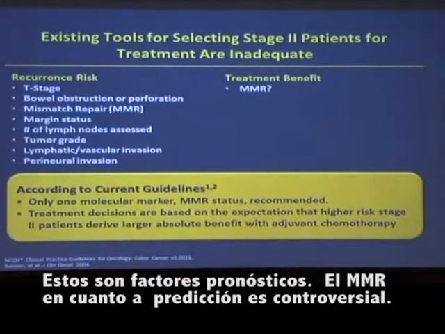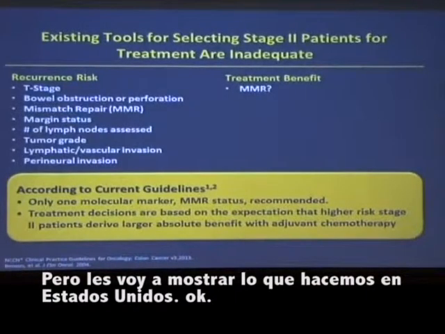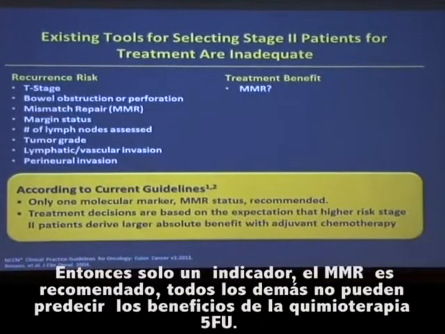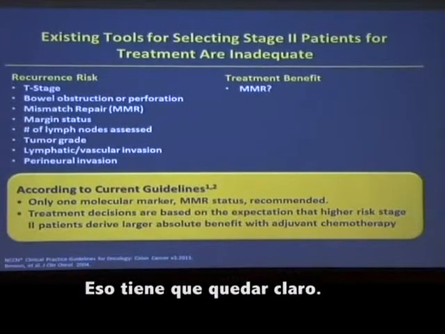Mismatch repair in regards to prediction is controversial, but I'm going to show you what we do in the U.S., okay? All right, so only one marker, MMR, is recommended. All of these others are unable to predict 5-FU chemotherapy benefit. It has to be clear.